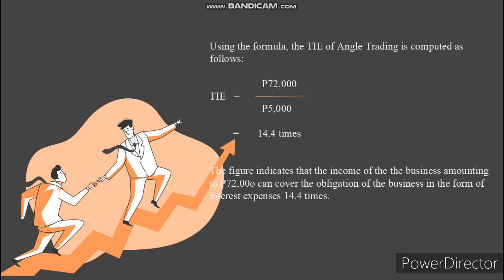What is 14.4 times? The result is a number that shows how many times a company could cover its interest charges with its pre-tax earnings. This type of formula, TIE, is also referred to as the interest coverage ratio.